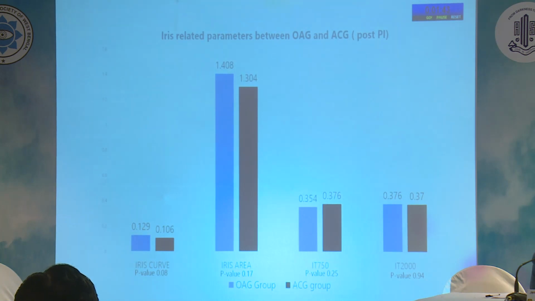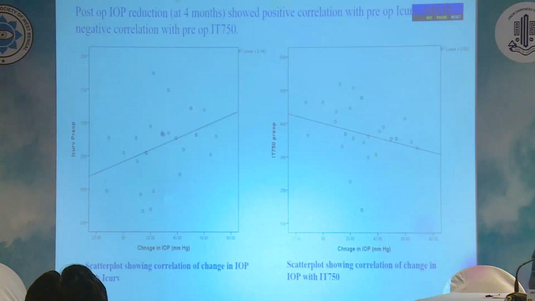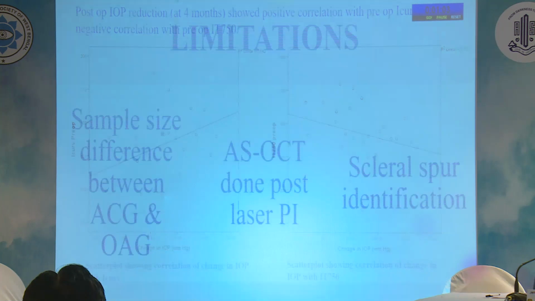That is why a few previous studies which have been published have shown that ACG patients have a larger iris curve. But in our study, they were found to have a lesser iris curve because they had already undergone a laser PI. Iris thickness was found to be 750 microns, slightly greater in ACG patients, implying a thicker iris in ACG, which also contributes to angle closure. This is an ASOCT picture showing all the parameters studied in our study. We also did a correlation study between the post-op IOP reduction and the pre-op ASOCT parameters, and it was found that post-op IOP reduction was positively correlated with pre-op iris curve and negatively correlated with the iris thickness.